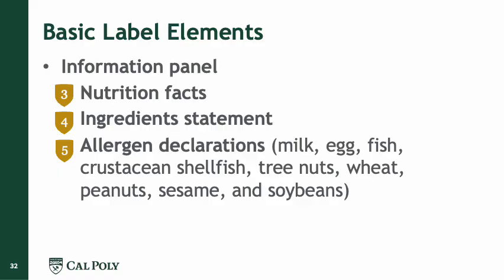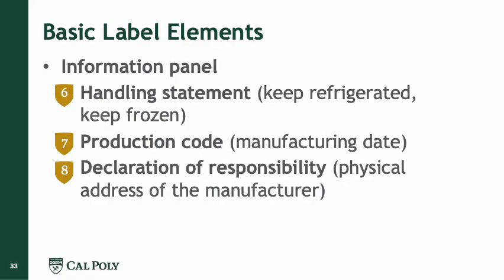The allergen declarations. So there's 9 allergens that have to be declared. And these are milk, egg, fish, crustaceans, shellfish, tree nuts, wheat, peanuts, sesame, and soybeans. So this is very important, allergen declaration. Then we have the handling statements, some things like keep refrigerated, keep frozen. We may also have, and this is not mandatory, a how to prepare statement, right? How to prepare it, heat it, and so on.